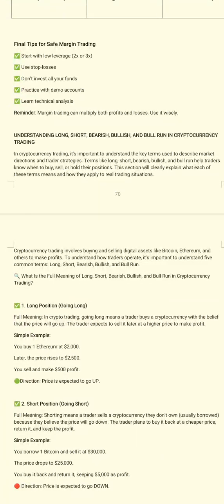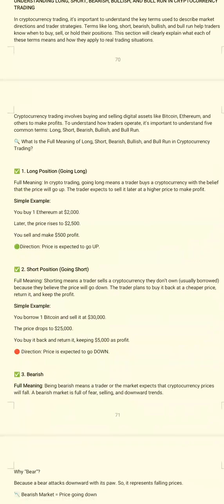Now let's dive into another topic inside this teaching. Understanding long, short, bearish, bullish, and bull run in cryptocurrency trading. A lot of people don't know the meaning of long, short, bearish, bullish, and bull run in crypto. Now, if you don't know it, then you will find it difficult to know how to use it. Now, I would like to start from long. What is long? Long position means the market is going up. That is the meaning of long.